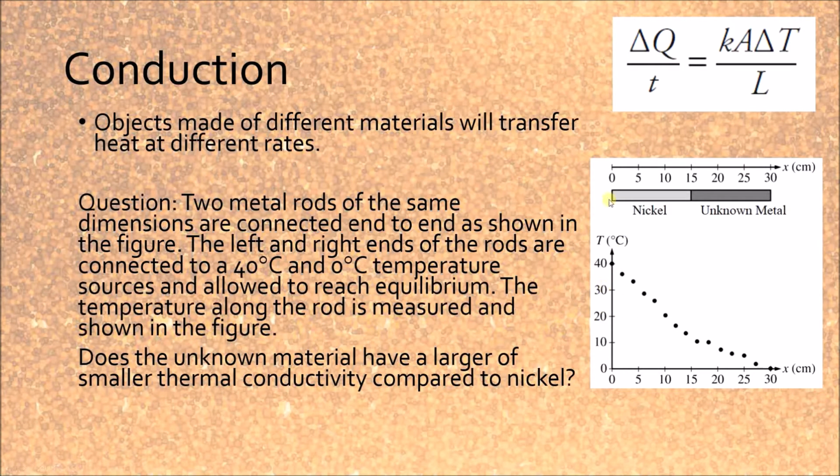So you can see here, this must be where the hot end is. It's 40 degrees. This must be the cold end over here at 30 centimeters. It's 0 degrees. And we have a change in temperature along the nickel rod and a change in temperature along this unknown material. And so the question is, does the unknown material have a larger or a smaller thermal conductivity compared to nickel? So what do you think?